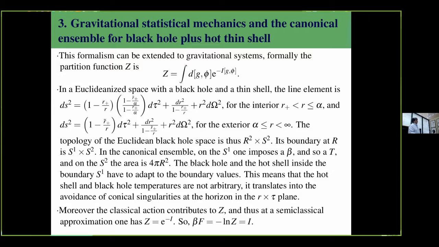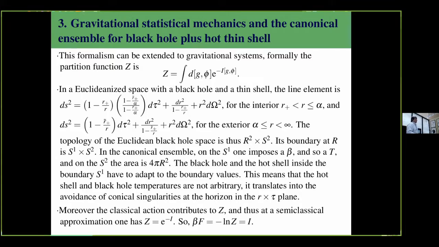Because if we want this to be a plane without singularities, as we want to treat a thermodynamic system that has no singularities, so this has to be not conical singularities. So you have to impose some restriction on these quantities. Now, the classical action for this system here contributes to the partition function.